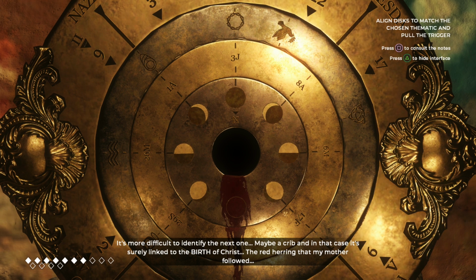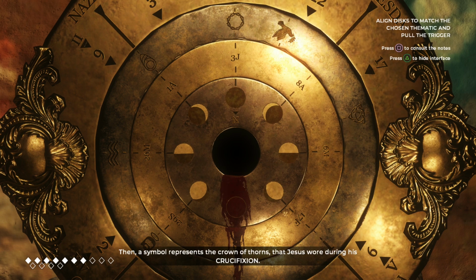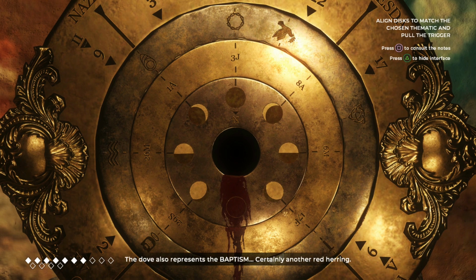Oh, the crown could be a red herring. My mother followed. Then, yeah, the symbol represents the crown of thorns that Jesus wore during his crucifixion. The dove also represents the baptism. Certainly another red herring. Then comes the symbol of the Trinity. And finally, the candle that must stand for the Last Supper.